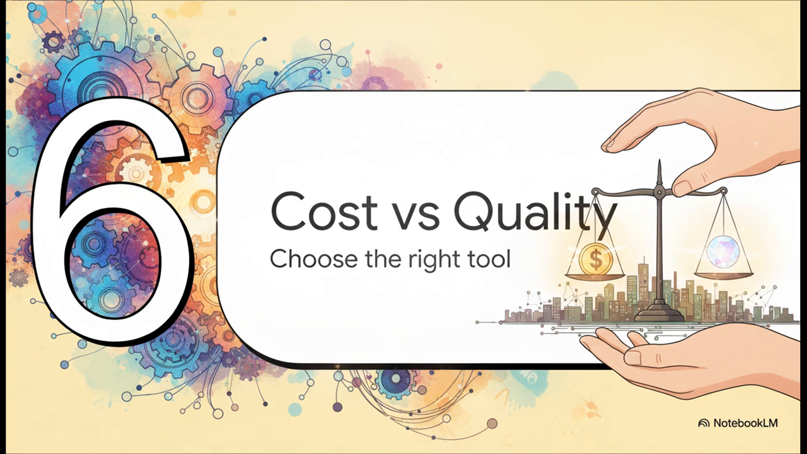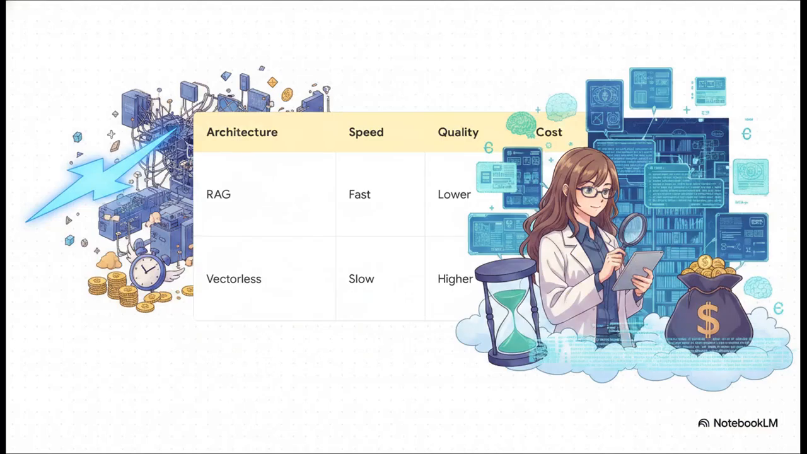Which brings us to our final section, Section 6, the cost versus quality trade-off, choosing the right tool for the job. When we look at the real-world business trade-offs, a very clear picture emerges. Traditional RAG is incredibly fast and very cheap. Vector math is just super lightweight, but it suffers in quality because of that context loss.